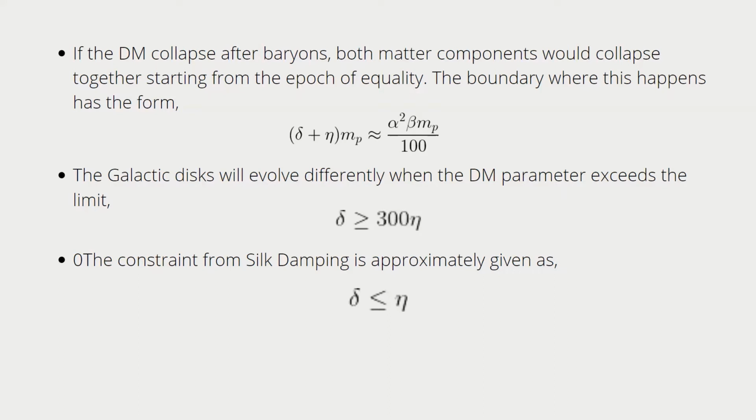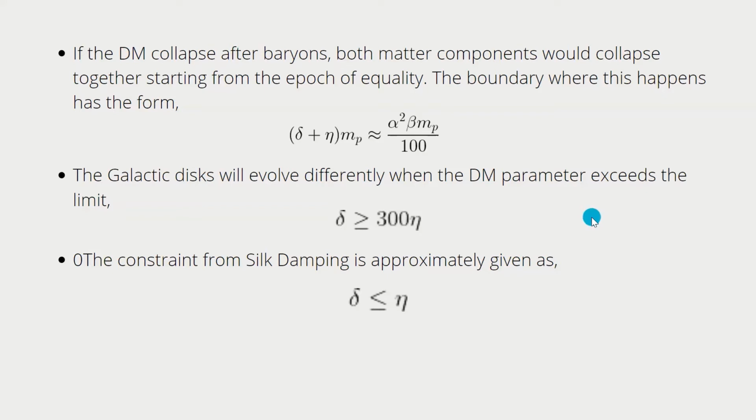In the sense that if we take eta below delta, so delta by eta is greater than 300, which means that the dark matter is in more abundance than the baryons. So this fragmentation would occur, and that is not suitable for a habitable universe.